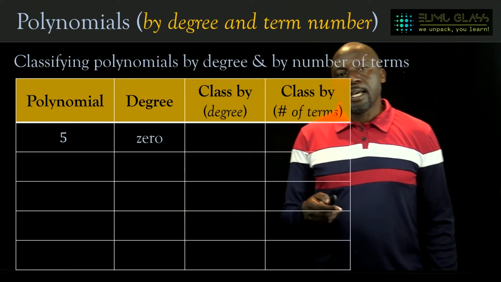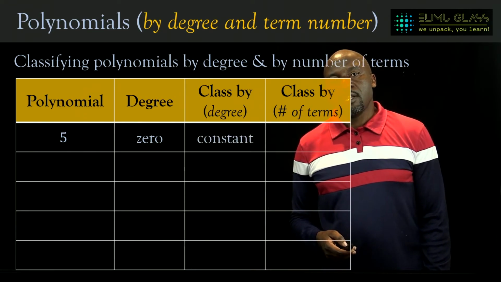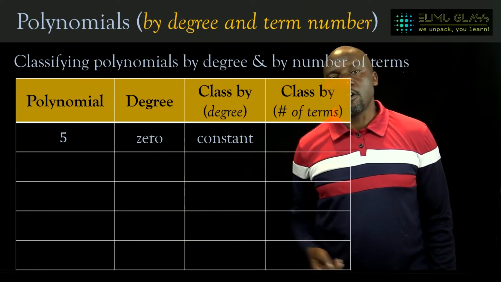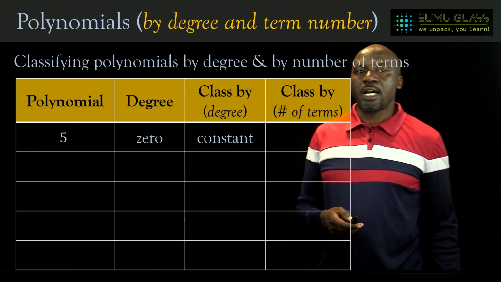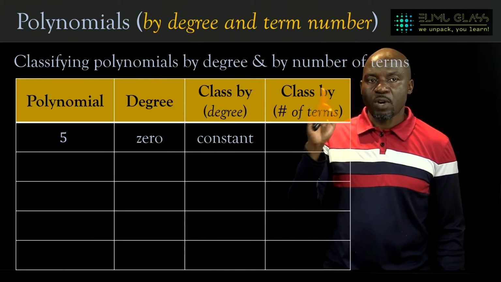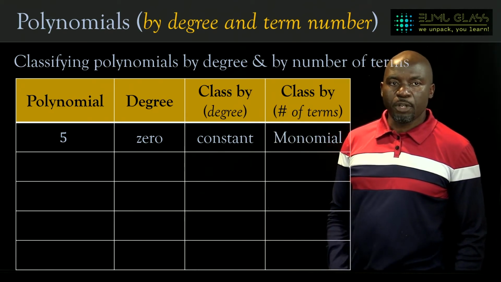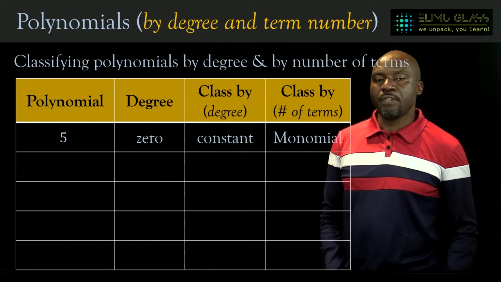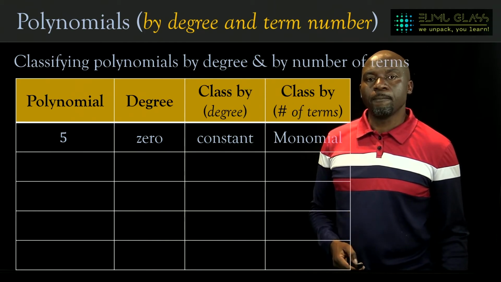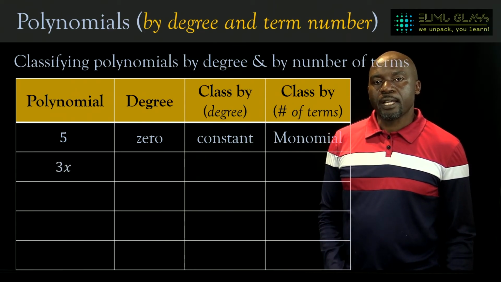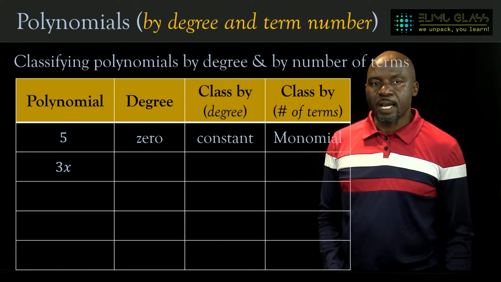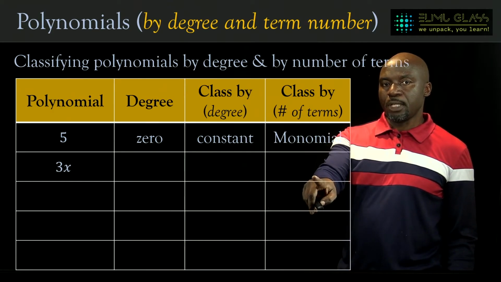So if it was a degree, we would say degree 0. All right, and class by degree, we refer to this as a constant. And class by the number of terms, because it has got one term, we will say it is a monomial. Okay, a monomial polynomial. Monomial is if there is only one term in the polynomial. Then we have 3x. Again, you can see that's just one term. So that will also be a monomial.